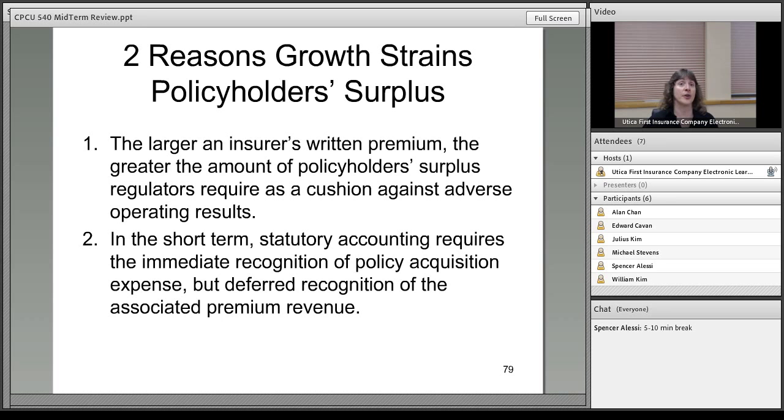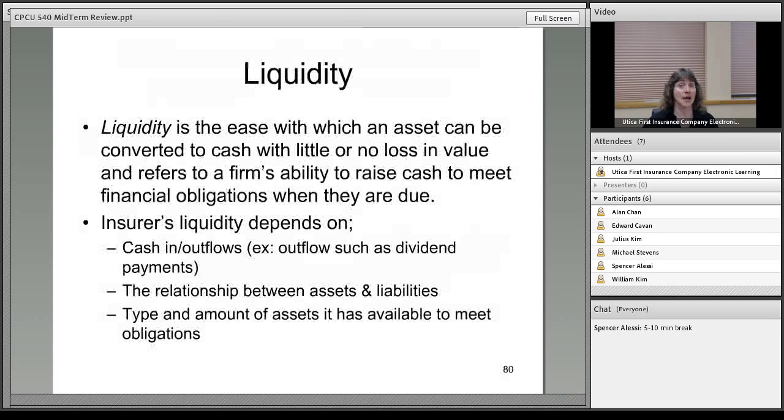to a firm's ability to raise cash to meet obligations. There are three things that the liquidity of an insurance company depends upon. That's how much cash goes in and out, the relationship between assets and liabilities, or the balance between the two, and the type and amount of assets that are available. Are they short-term bonds? Are they stocks?